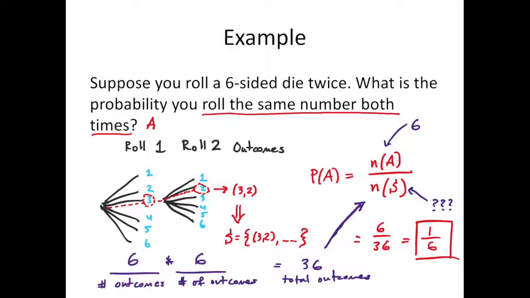If I were to list out all outcomes of the experiment, I'd see that there would be 36 possibilities, starting with 1, 1 and going all the way up to 6, 6. So I have 6 for my numerator, 36 as my denominator. Divide that out, I get 1/6 as the probability I would assign to the event of getting the same number both times.